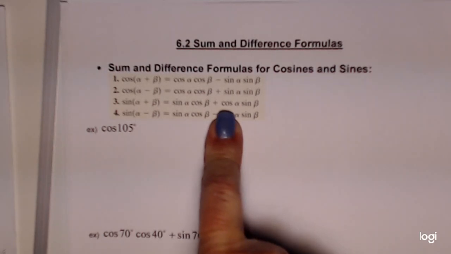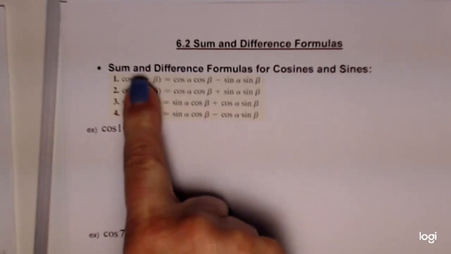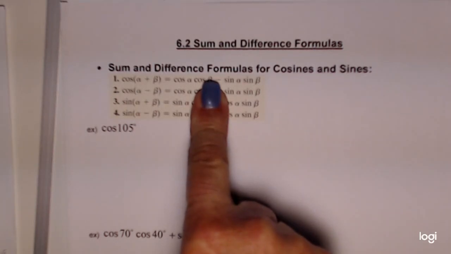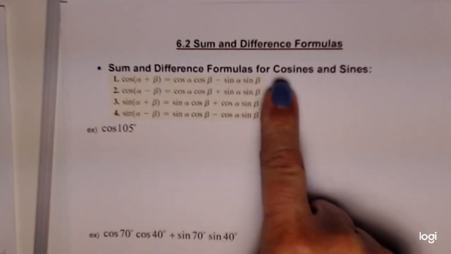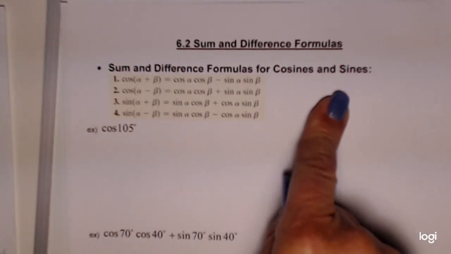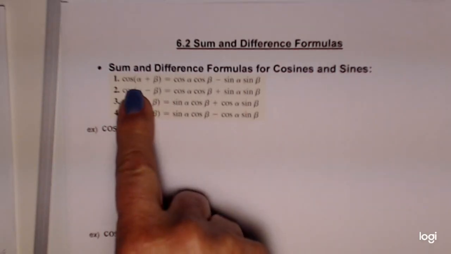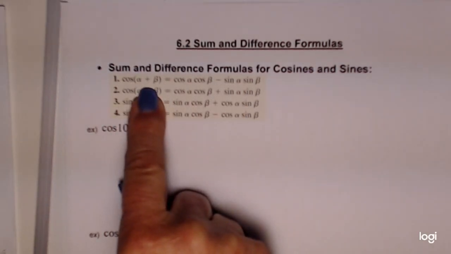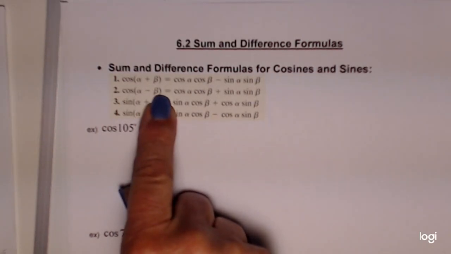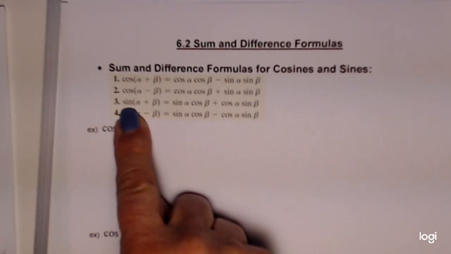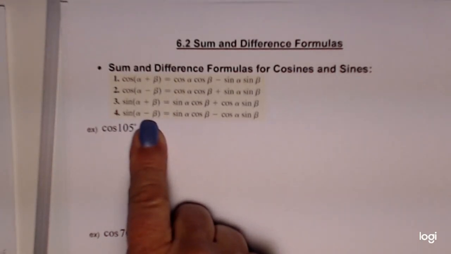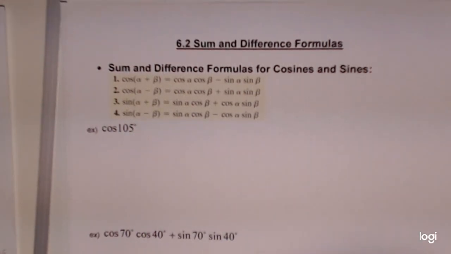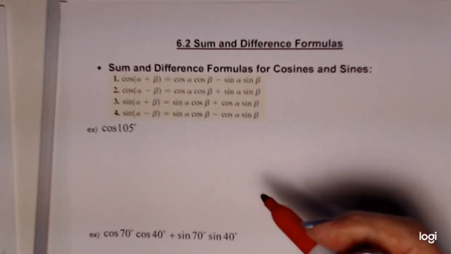The first type of formulas that we're going to look at are sum and differences. These involve the addition and subtraction of angles; we're going to look first at cosines and sines. Here are the first four formulas: the cosine when we're adding two angles, the cosine when we're subtracting two angles, then the sine when we are adding two angles, and the sine when we are subtracting. Let's take a quick look at these and at some of the patterns to help us become familiar with them, if not memorize them.